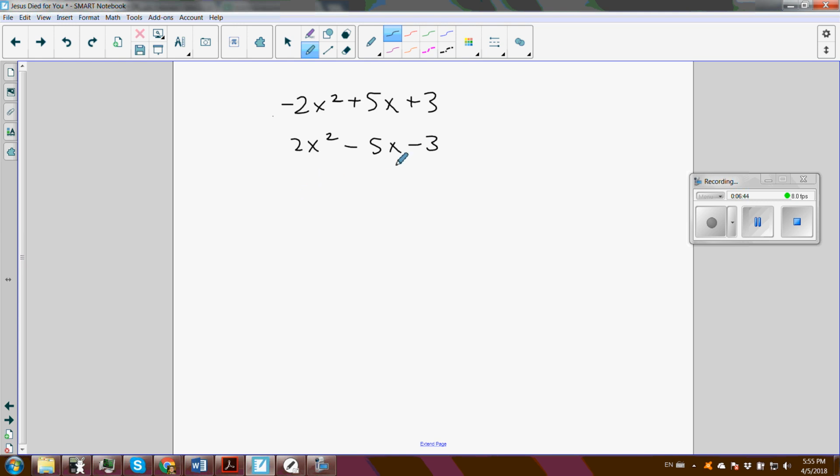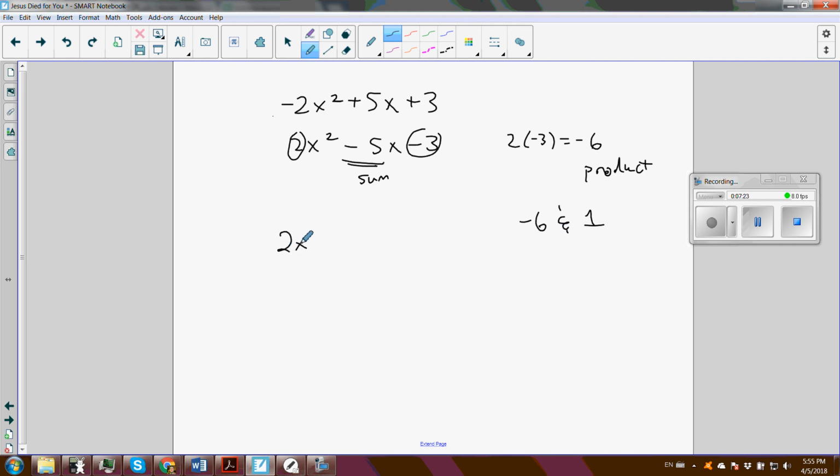Okay, so now we're going to take our 2 and our negative 3. So 2 times negative 3 equals negative 6. So we want to find two numbers whose product is negative 6 and whose sum is negative 5. What two numbers multiply to negative 6 and add up to negative 5? That would be negative 6 and 1. They multiply to negative 6 and they add up to negative 5.